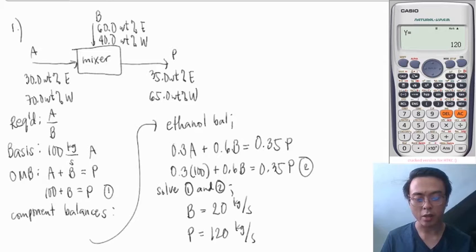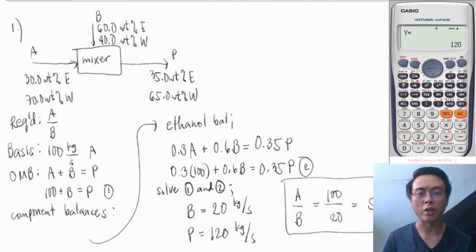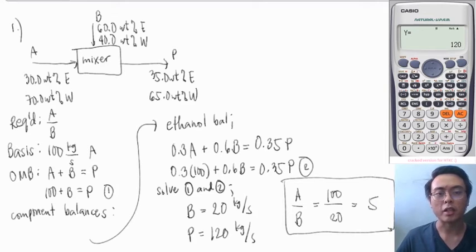To answer the required, we want to get the value of A over B. So this is 100 over 20. So this is 5. Our ratio of A over B is equal to 5. That means that stream A is 5 times larger than stream B.